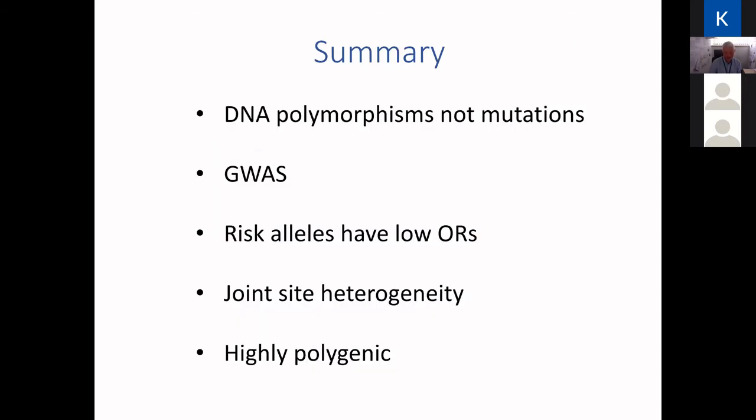So to summarize that, DNA polymorphisms, not mutations. Mutations are the things that we see in skeletal dysplasias, rare effects that are highly penetrant. In osteoarthritis, it's polymorphisms instead. You discover these through GWAS. The risk alleles themselves have relatively low odds ratios. There is this joint site heterogeneity, and it's a highly polygenic disease.